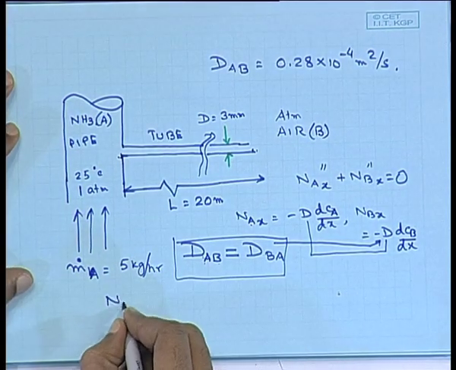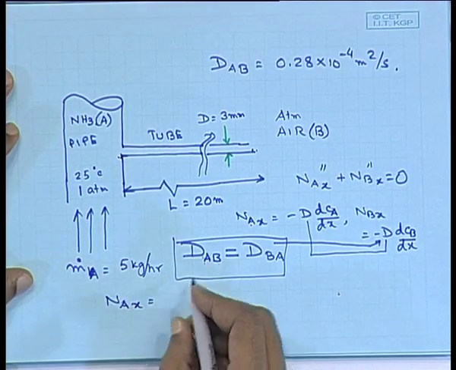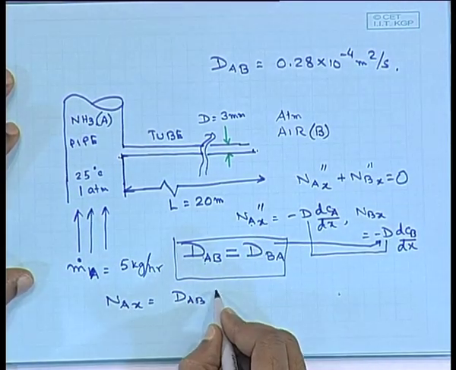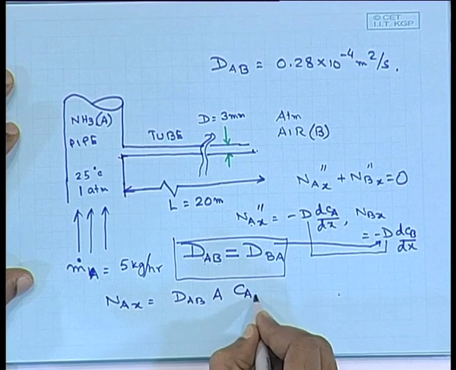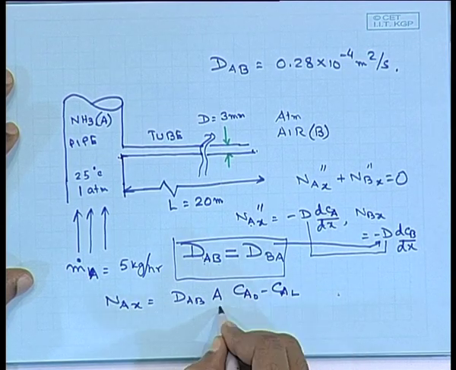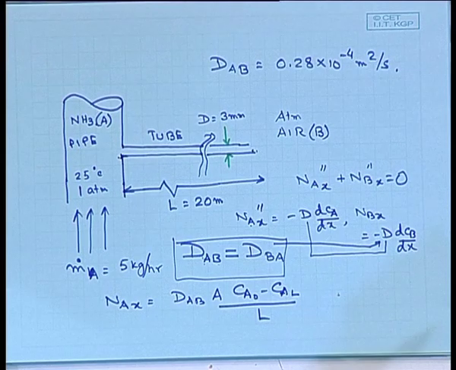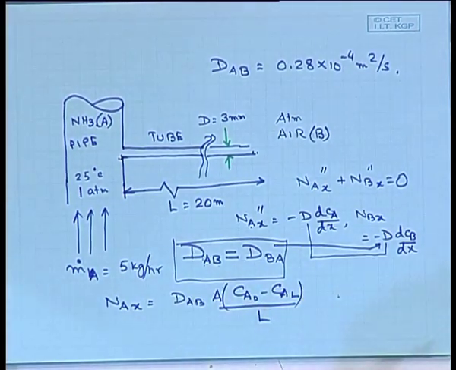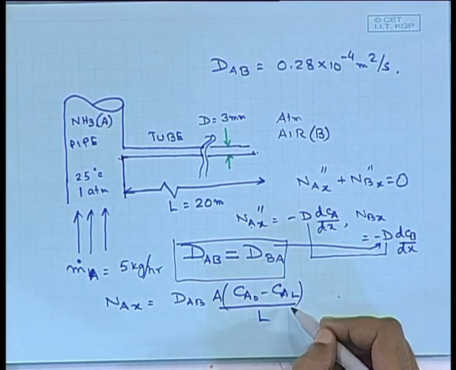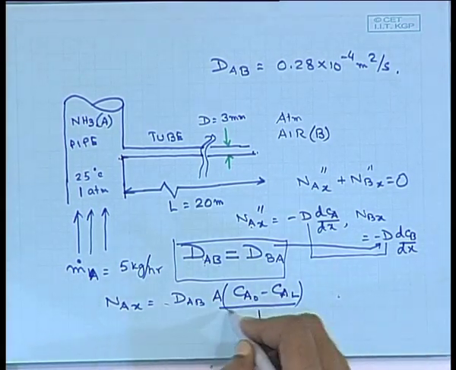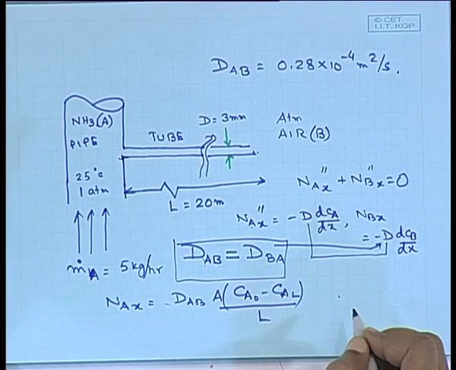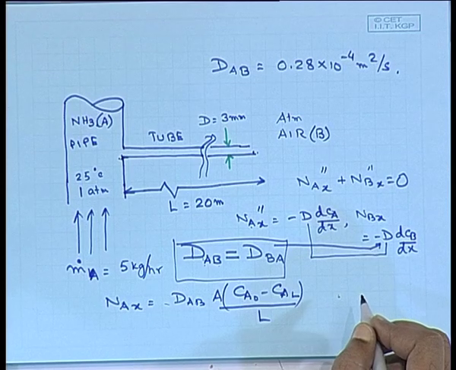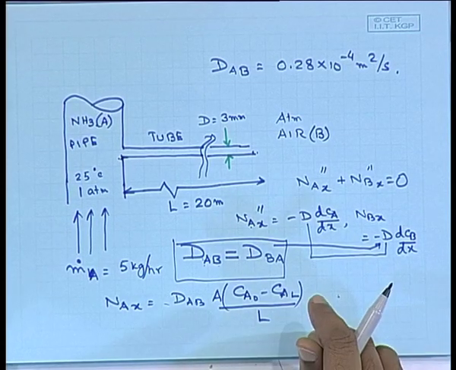So, I can write NAx as DAB, this is flux, this is total amount. So, I multiply it with area, CA0 minus CAL by L. Okay. So, that's if I express it in terms of concentration gradient CA0 minus CAL by L, and with DAB and A, I get this as my kg per hour of ammonia leaving the system. But if you look at this, is there any question up to this point?